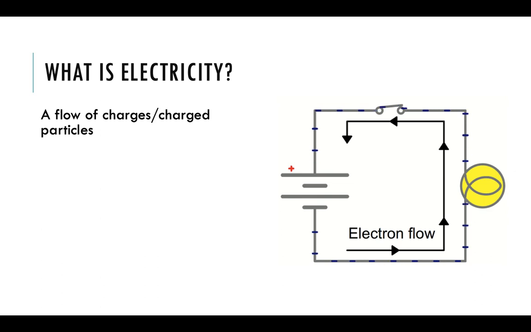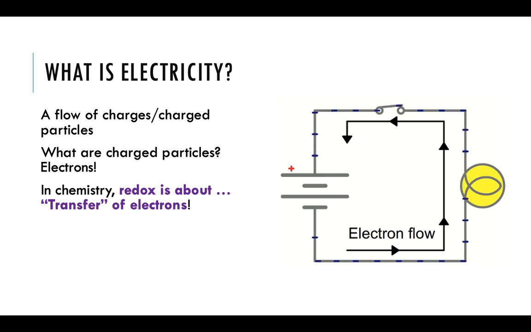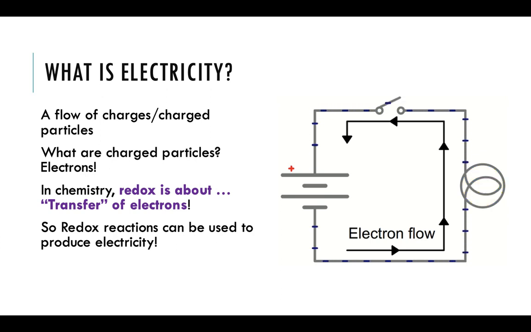So, when charges, for example electrons, are not moving, there's no electricity. But when they move, there is. So electrons moving will produce electricity. We simply just need to make them move. So in chemistry, how do we make electrons move? We use redox reactions, right? A redox reaction is about the transfer of electrons. If electrons can be transferred, then we can make them move the way that we want. So, of course, redox reactions can be used to produce electricity.